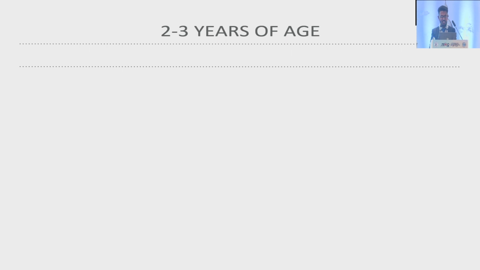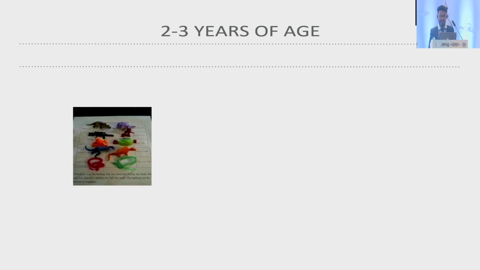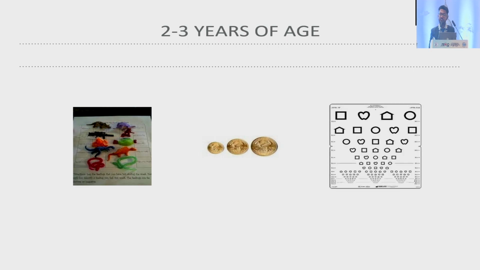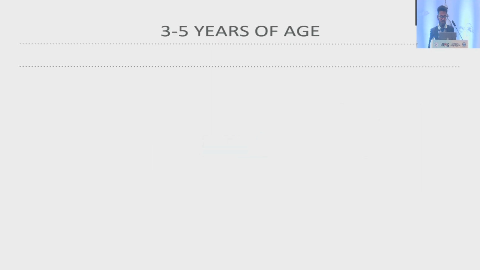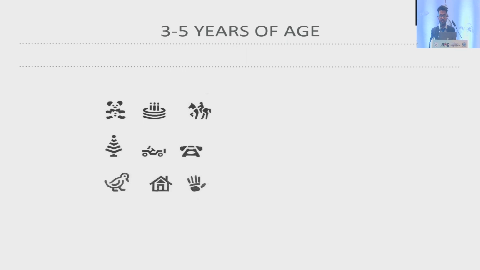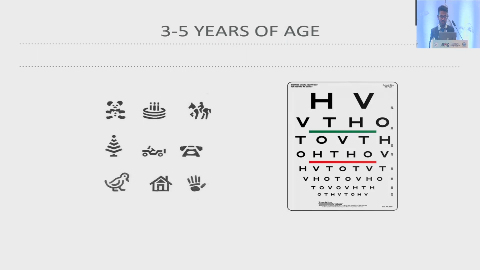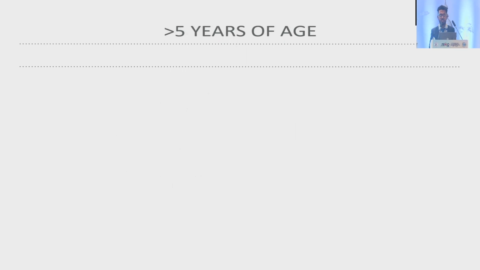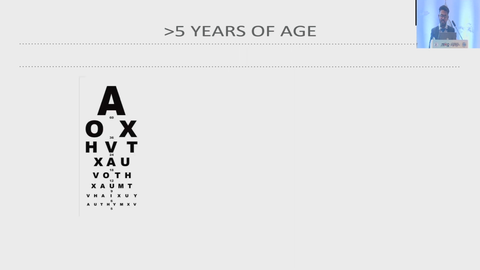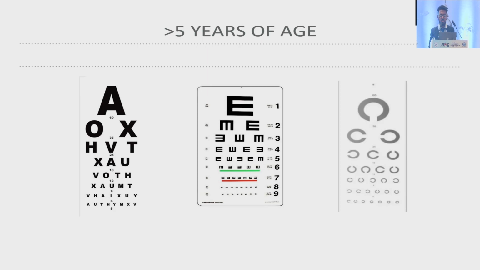Then in the age group of 2 to 3 years, we have the miniature toy test, the coin test, and the Lea symbols. Again, we are looking at the smallest size of the object that the child is able to follow. In the age group of 3 to 5 years, we have Allen's picture card test and Lipman's HOTV test. And finally, in school-going age of more than 5 years, we can use the same tests that we use for adults, namely the Snellen's chart, the tumbling E chart, or Landolt's broken ring test.